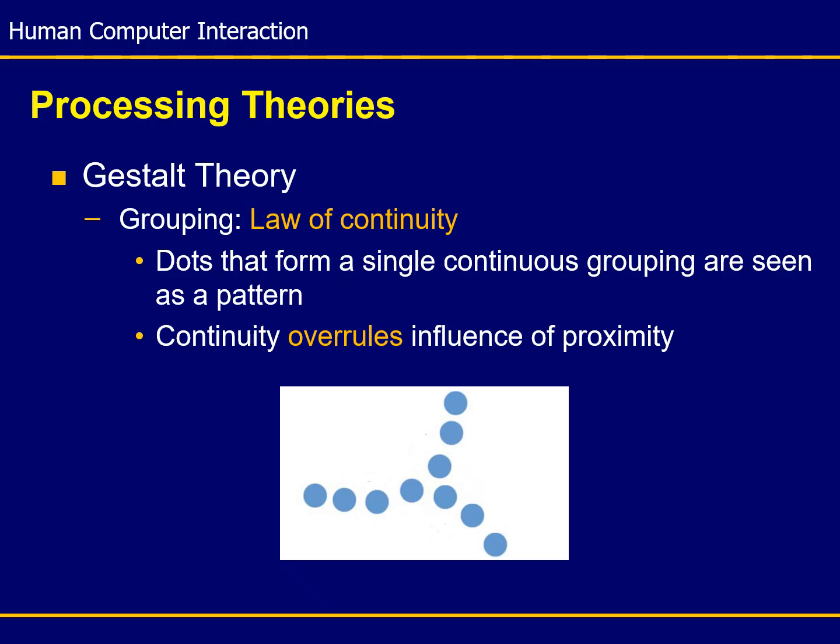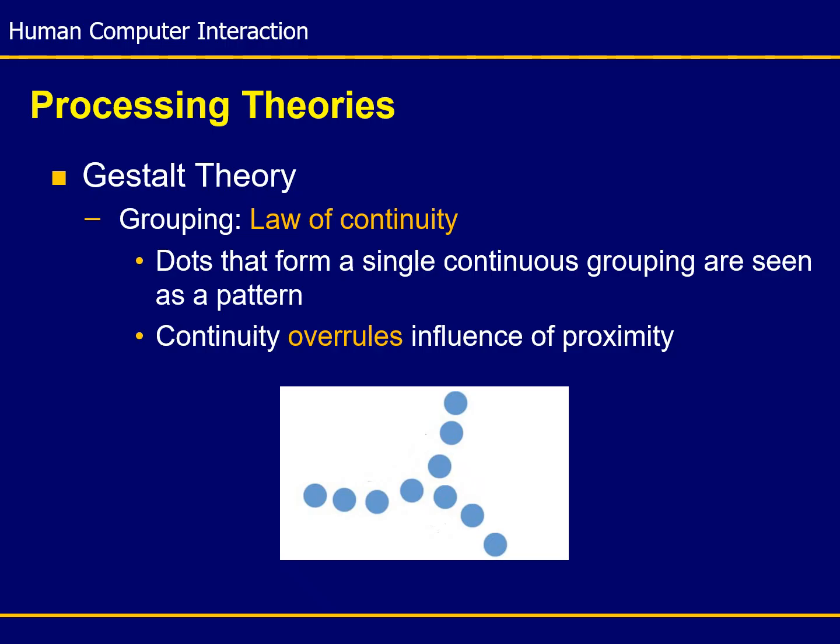The next gestalt we're going to look at is what's called the continuity gestalt. In this gestalt, what happens is that the dots that could be grouped together to form a single continuous path or flow or layout or border will be seen as one. Experiments have shown that the continuity gestalt overrules proximity.